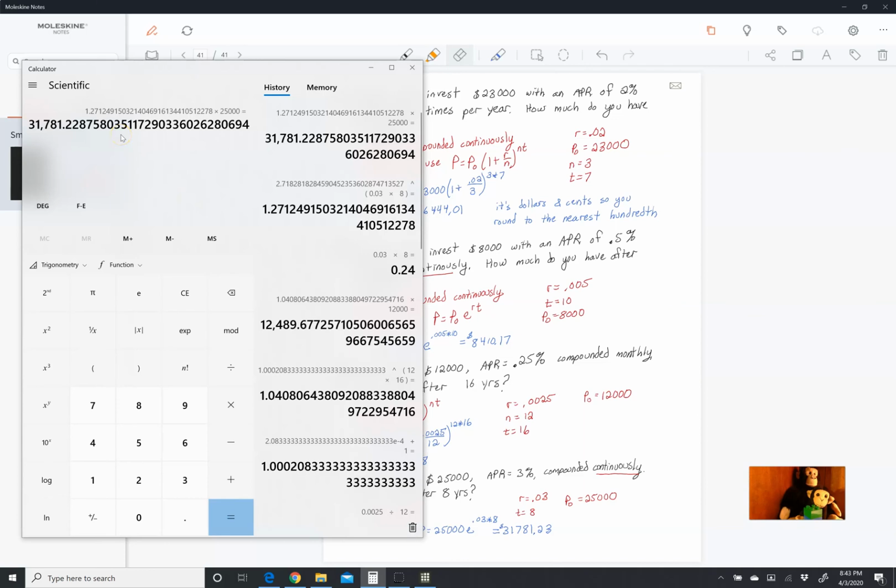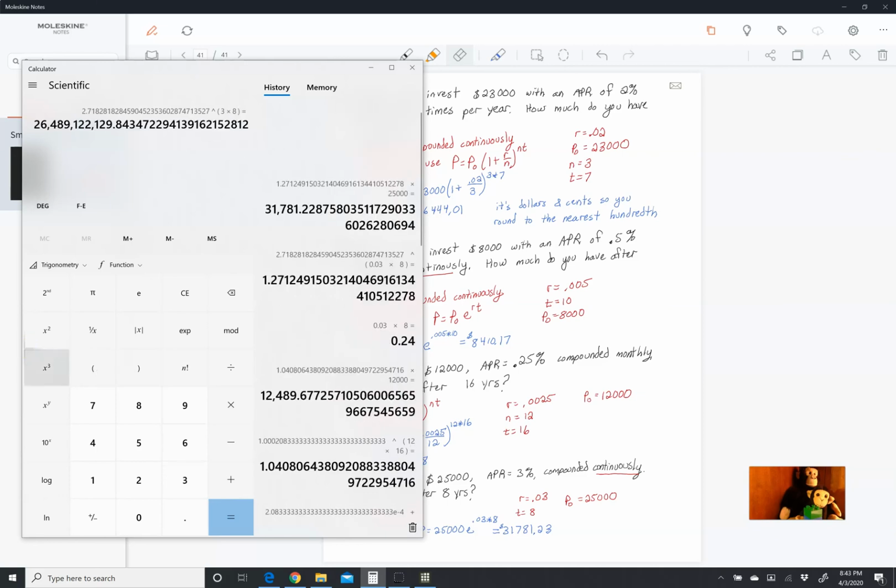If we did e to the power of, and instead of doing 0.03, we did 3 times 8, this is the difference. You see how we get this huge, huge number? It's not just a little bit above 1. It's like 26 billion, okay? And then we multiply by our 25,000.